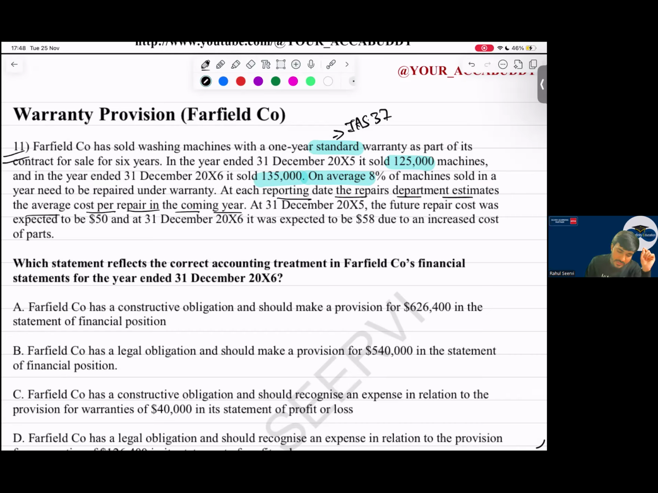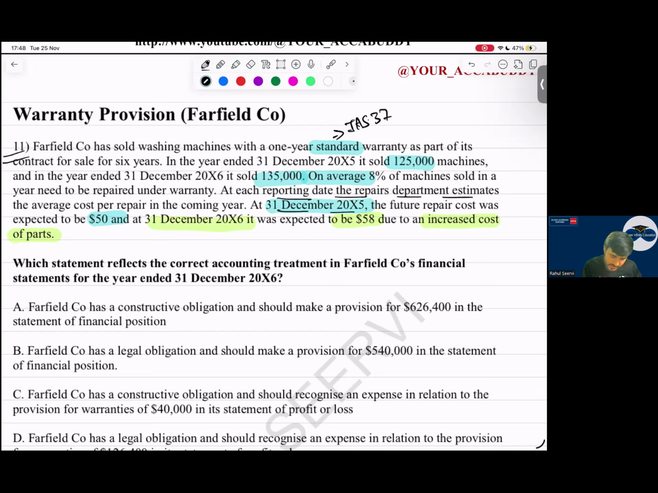At 31st December 2005, the future repair cost was 50. Okay, future repair cost is how much, sir? 50, for which year end? 31st December 2005. For 31st December 2006, it is 58 due to an increased cost of parts. Why is that increase to 58? Because there is an increase in cost due to something.